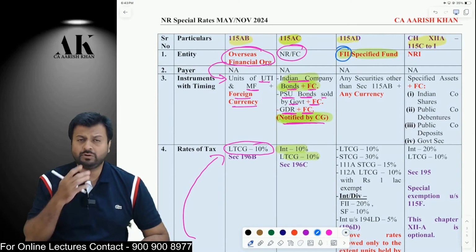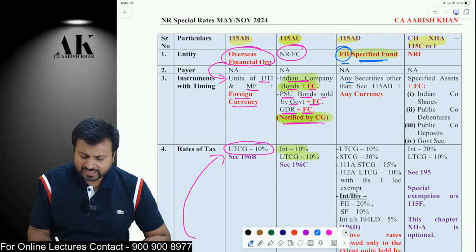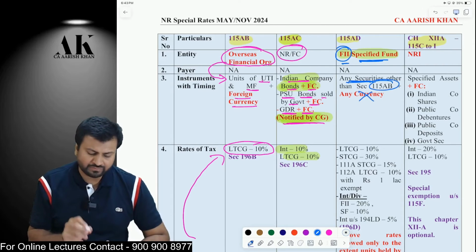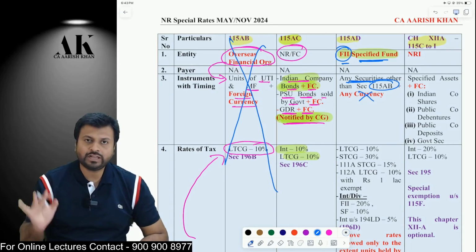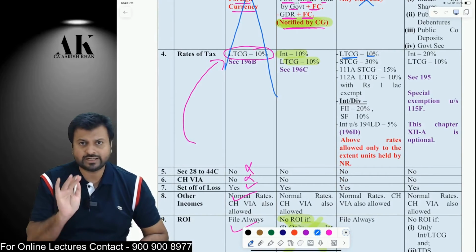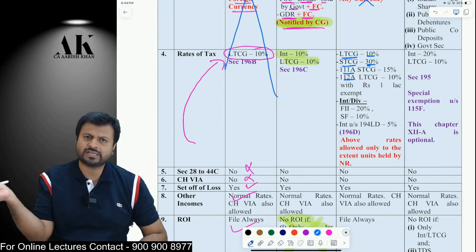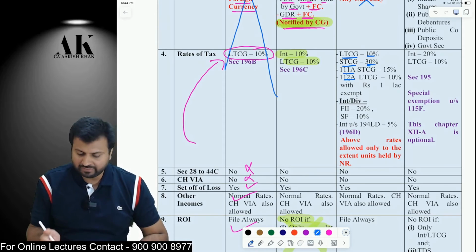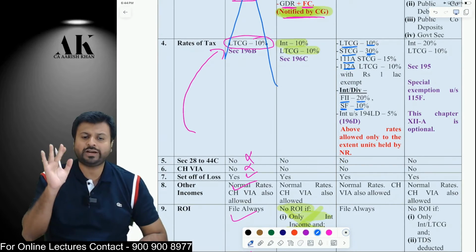But in 115AD, there is one more person: the specified fund. There are two people over here. What are these people buying? FIIs and specified funds are buying any kind of securities in any kind of currency. No foreign currency is required, other than 115AB. Apart from this, units of UTI and units of mutual funds, they might buy anything. Whatever they buy and sell, if there is long-term capital gain, normal long-term capital gains will be charged at 10%, normal short-term capital gains will be charged at 30%, and 111A and 112A will be charged the way they are charged, 15% and 10% subject to 1 lakh exemption. Further, interest and dividend will be chargeable at 20% for FII; for specified fund it is further lower, only 10%.